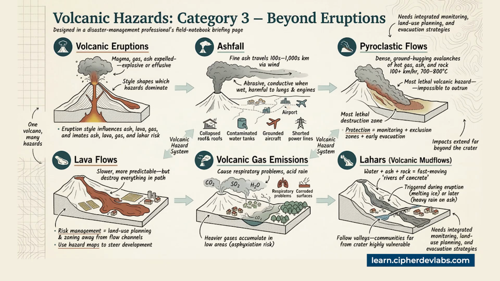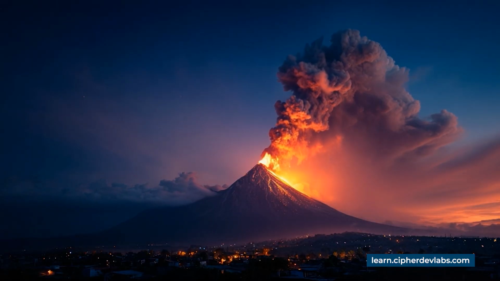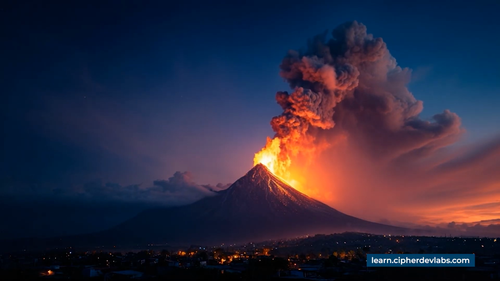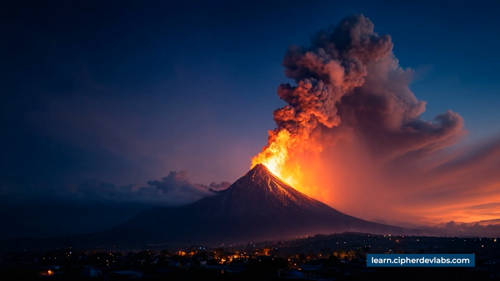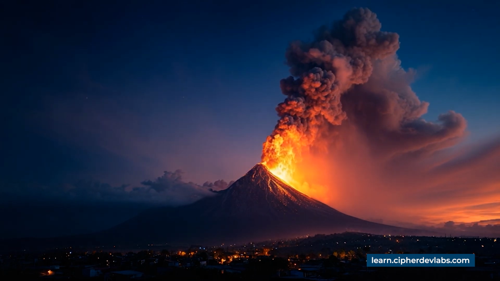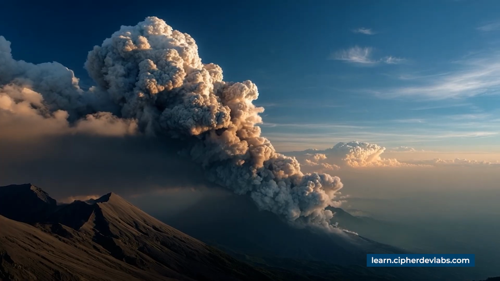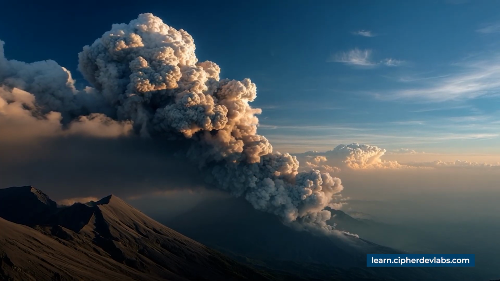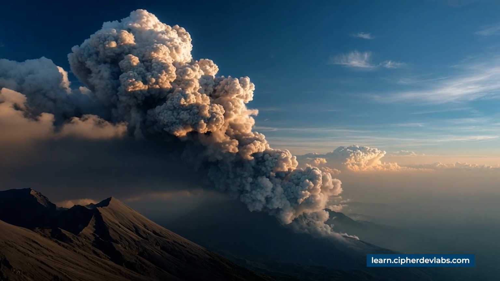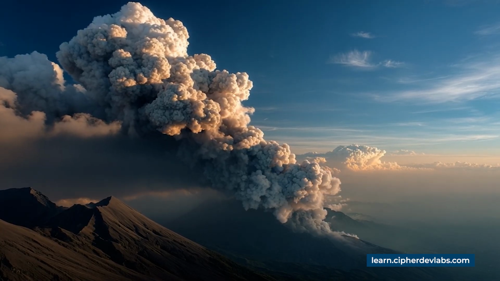In professional practice, volcanic risk is a package of interacting hazards that can persist for weeks, months, or even years. At the center is the volcanic eruption itself, an episode where magma, gas, and ash are expelled from a volcano. Eruptions can be explosive, sending ash high into the atmosphere, or effusive, slowly releasing lava. The style of eruption shapes which hazards dominate and what actions you need to prioritize.